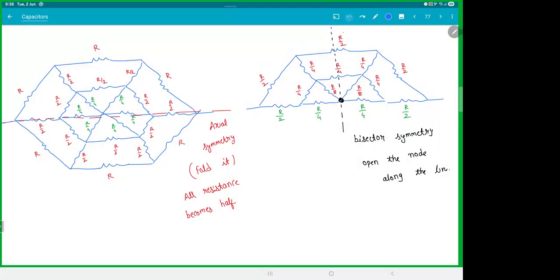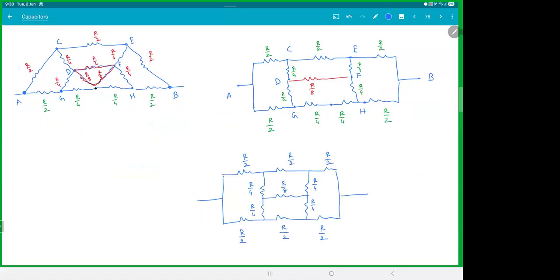Now I'm saying there is a bisector symmetry, so you can open the node. So this is how it looks after opening the node. After opening the node, look at this thing. The red one is this red one, right? R by 8, R by 8 is R by 4. R by 4, R by 4 is R by 8. So that will be the red one.